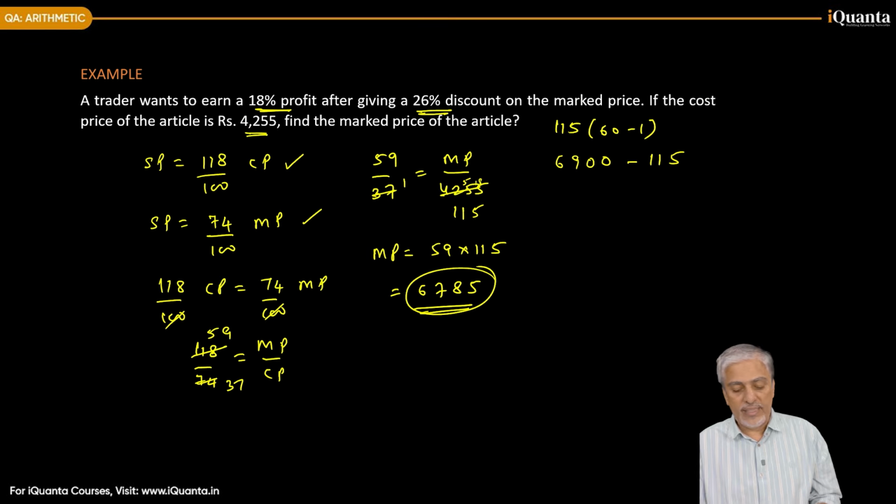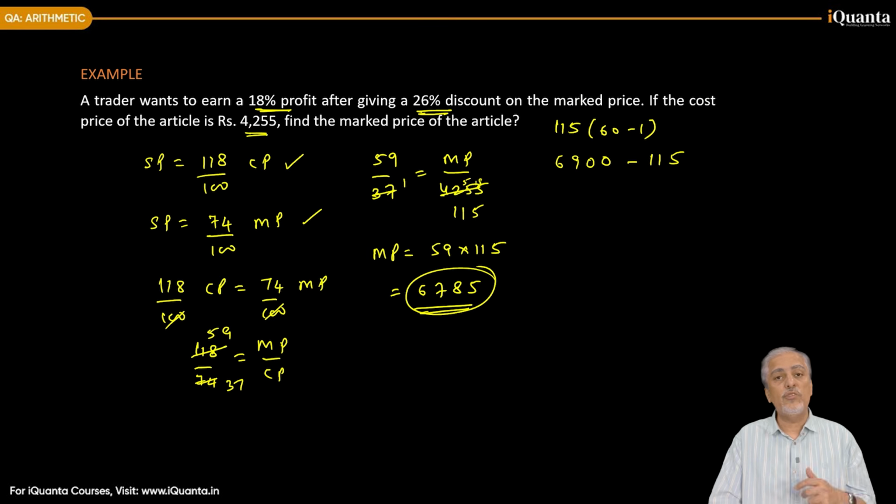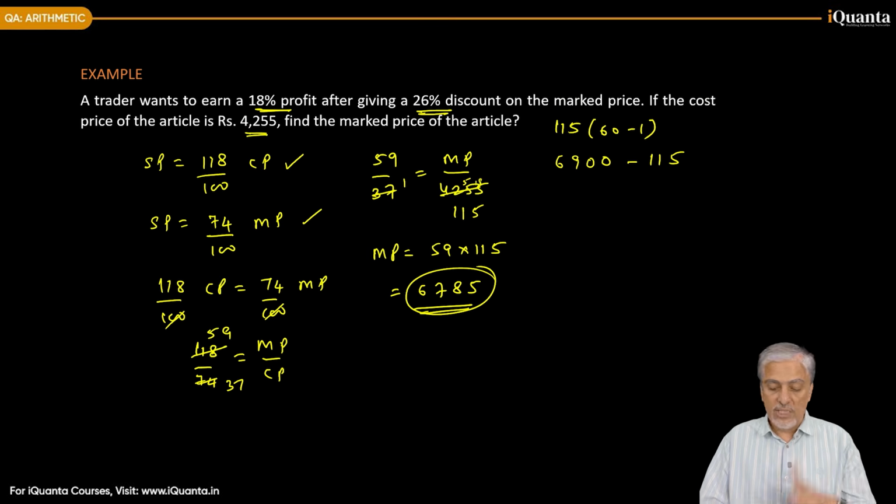And if the cost price was 4255, you'll have to mark it to 6785 so that after giving a 26% discount, you still can make a profit of 18%. Well, with that, we come to the end of this video. I hope you go through this really carefully because one question around this is definitely expected in CAT.